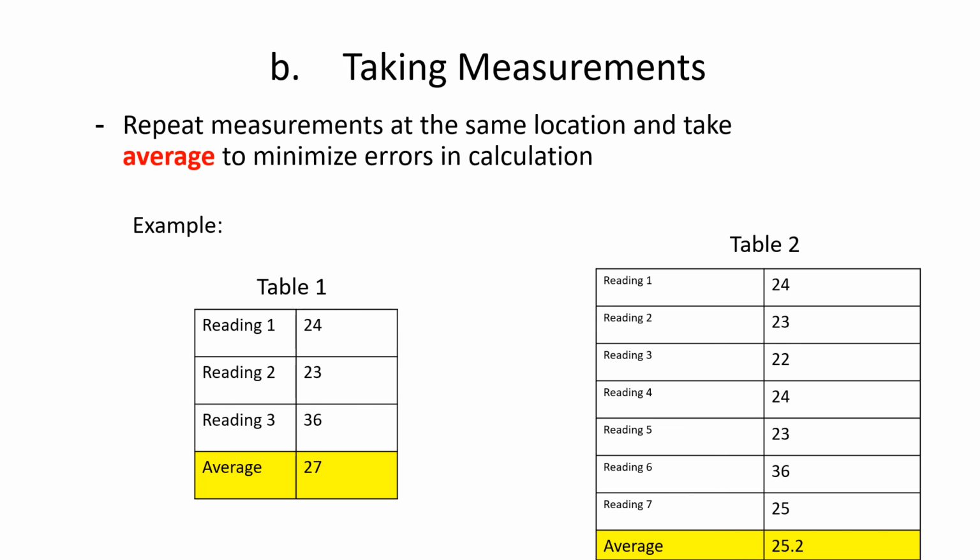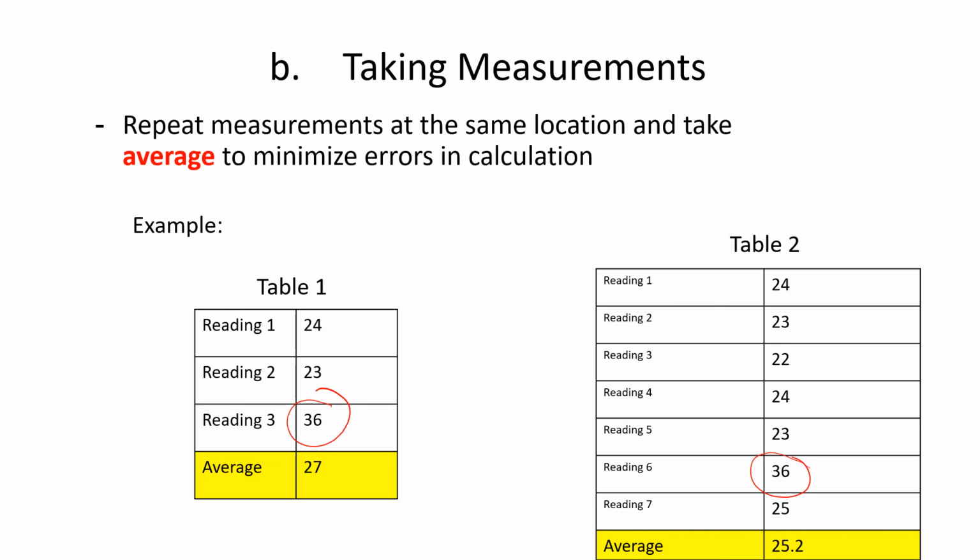Moving on to why there's a need to take the average. By using the example here, you can see that by taking more readings and finding the average, it reduces the error in the measurement, as reflected in the outlier of 36, seen in both tables.